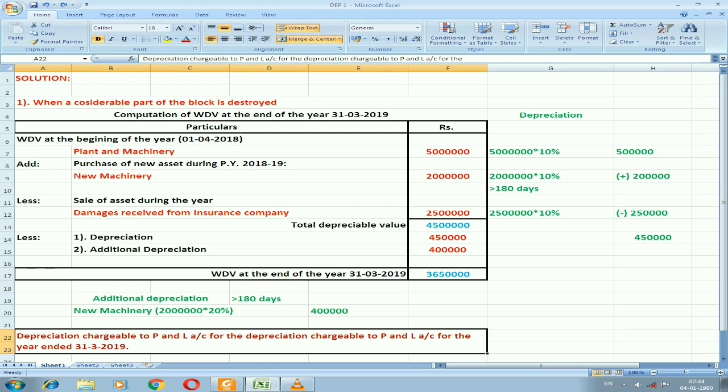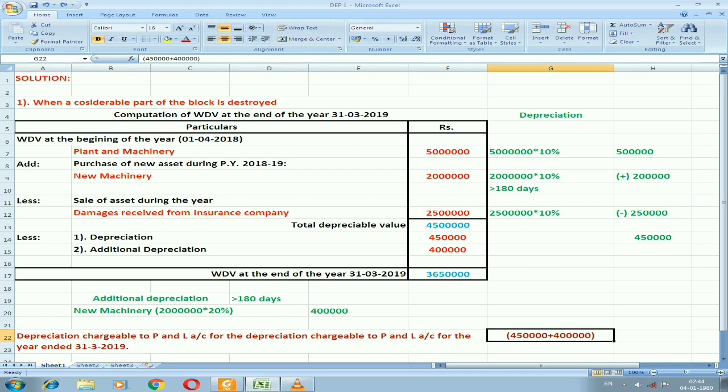So now I need to do the total of depreciation as well as additional depreciation, which is 4,50,000 plus 4 lakh. I'll get a total of 8,50,000, which is the total depreciation I am supposed to charge on the debit side of the profit and loss account.